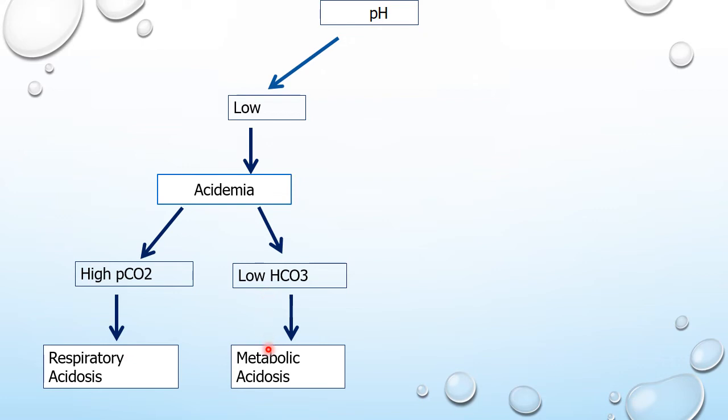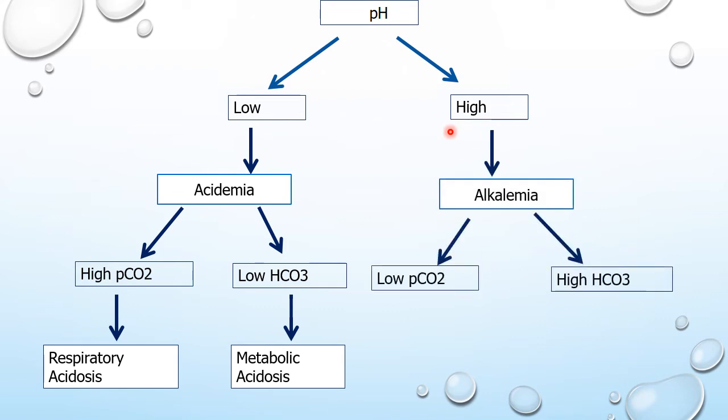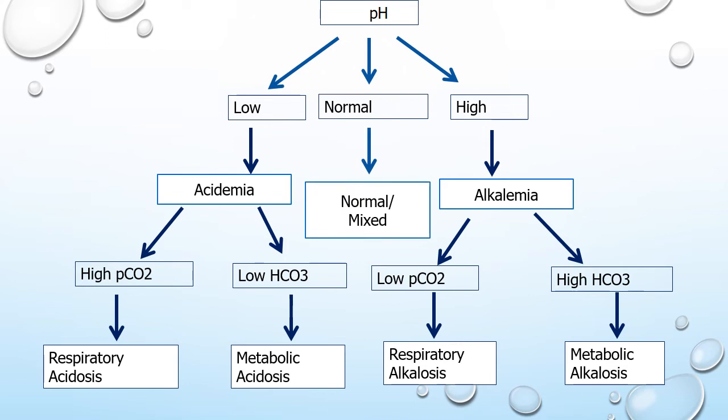is metabolic acidosis. And when the pH is high, it is alkalemia, and it can either be due to low PCO2, which is the respiratory alkalosis, or a high bicarbonate, which is the metabolic alkalosis. And when the pH is normal, it can either be a normal or a mixed acid-base disorder.